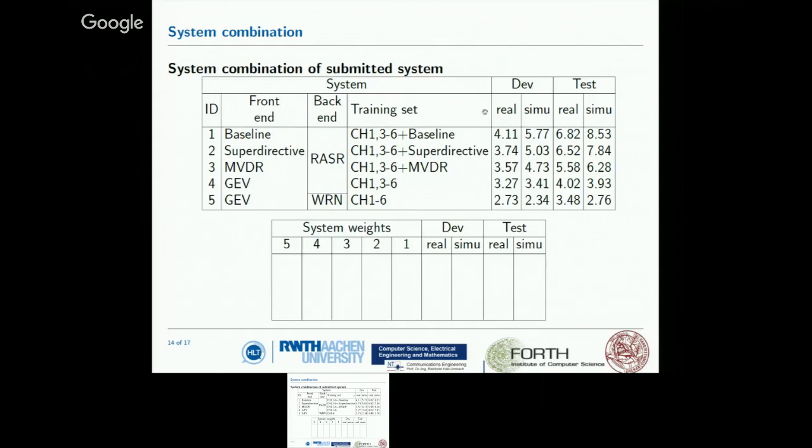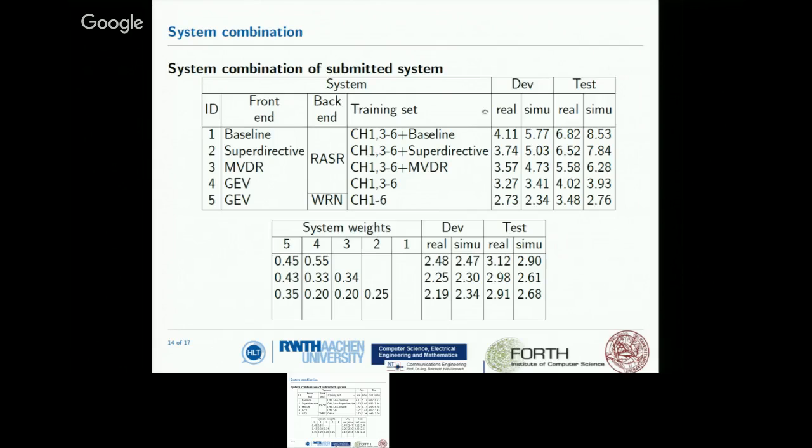Then we had another backend, as Jan presented earlier. So now we have more variation, but this backend was only available to us with one front end. So let's see how that worked. If we combine the best systems, which is here 3.48 and 4.0, we arrive at 3.1, which is already a nice improvement. Adding the next system brings us below 3%.